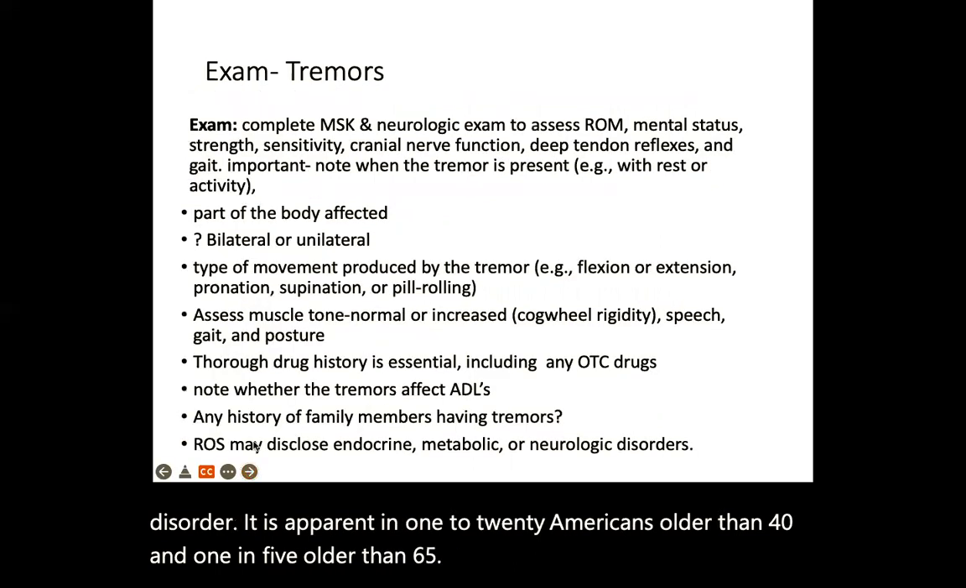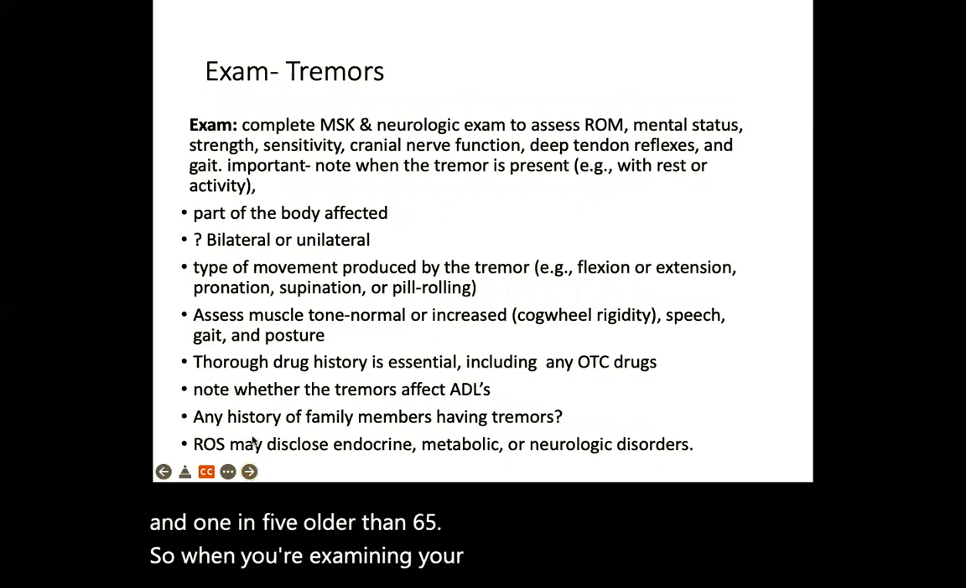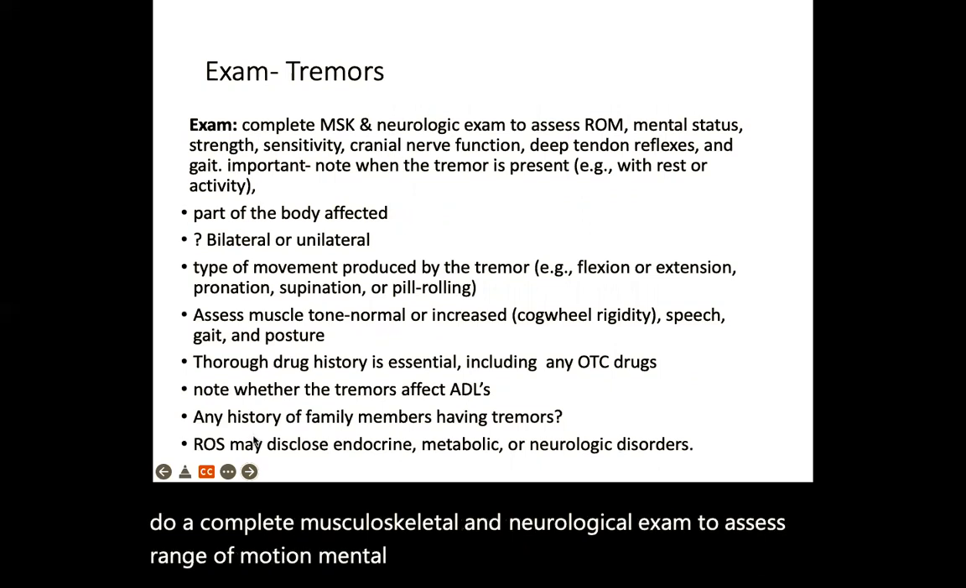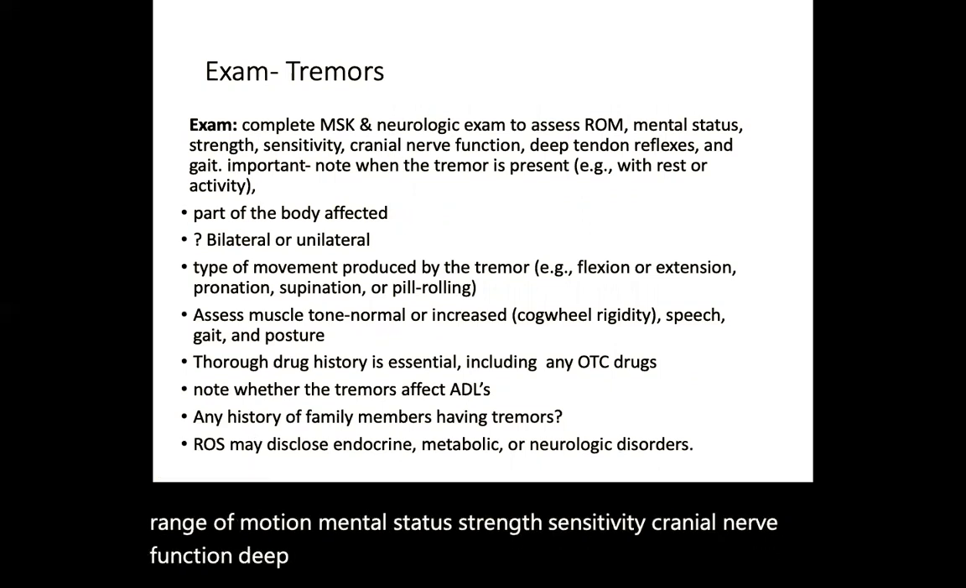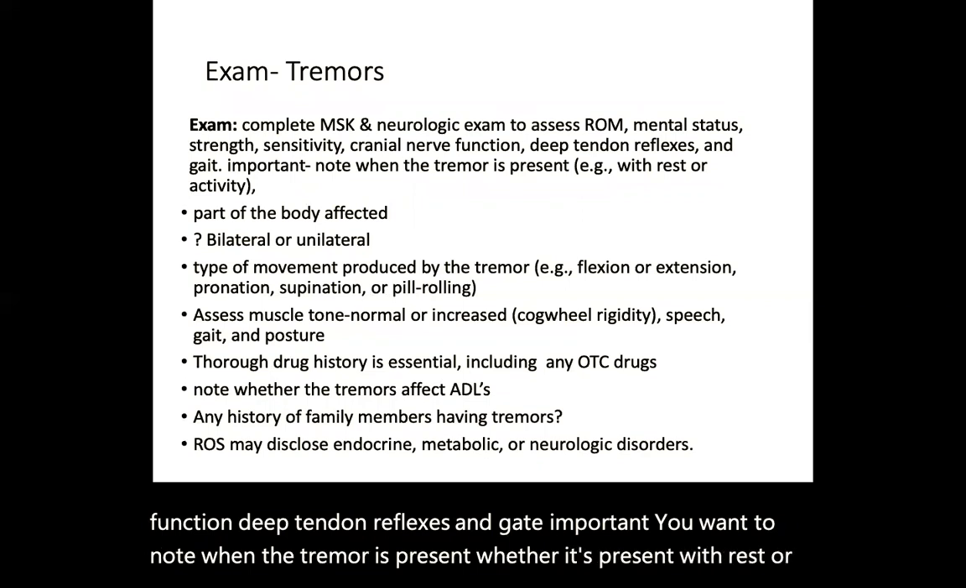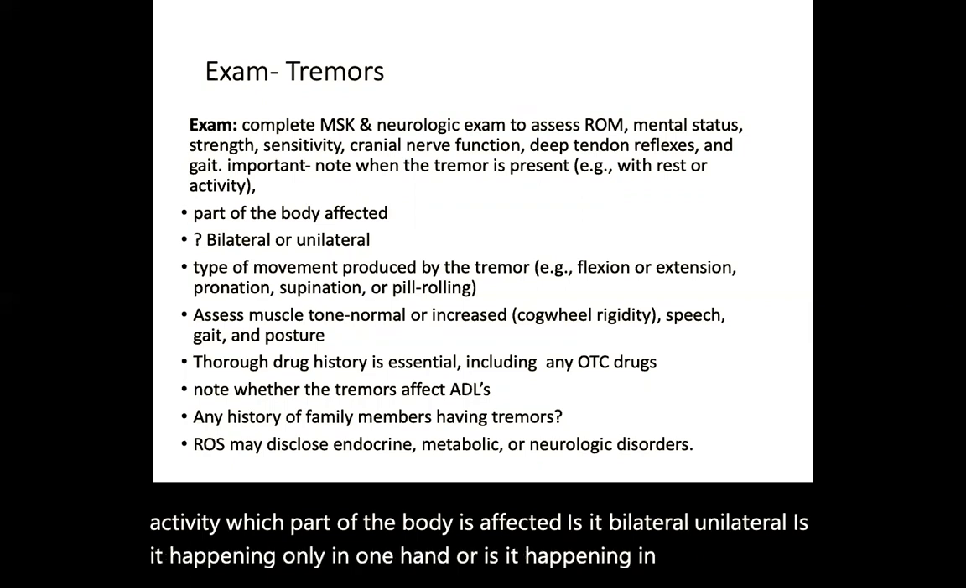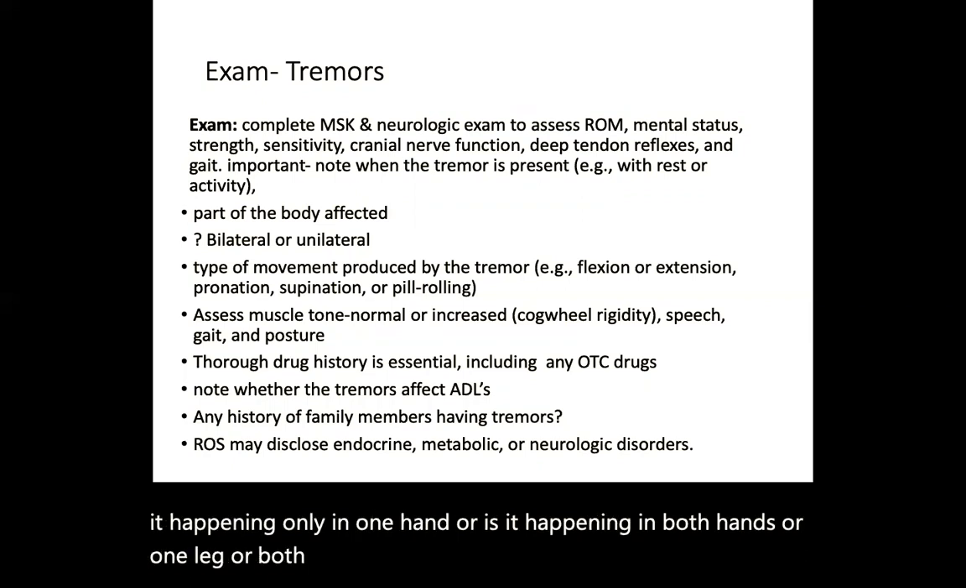So when you're examining your patient with tremors, you want to do a complete musculoskeletal and neurological exam to assess range of motion, mental status, strength, sensitivity, cranial nerve function, deep tendon reflexes, and gait. Important, you want to note when the tremor is present, whether it's present with rest or activity. Which part of the body is affected? Is it bilateral or unilateral? Is it happening only in one hand or is it happening in both hands, or one leg or both legs? Type of movement that's produced by the tremor.